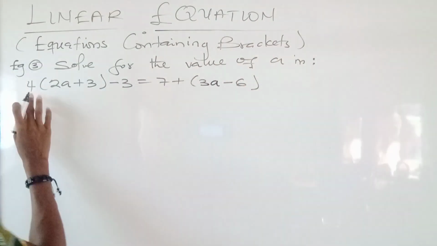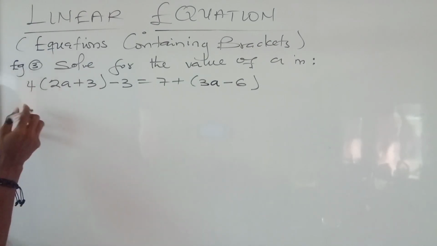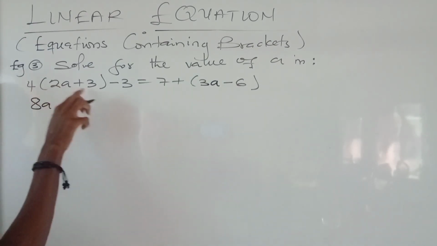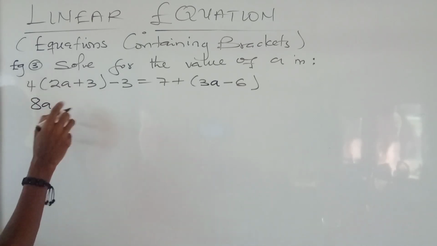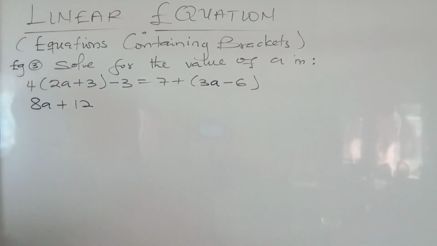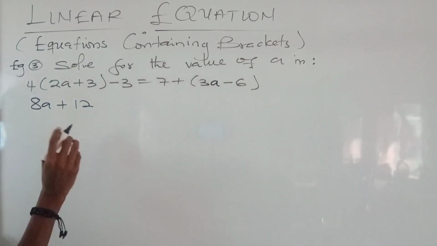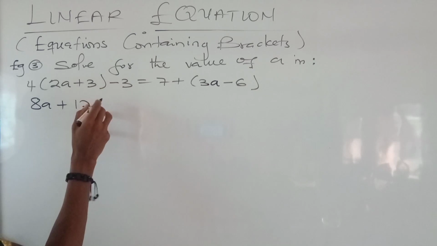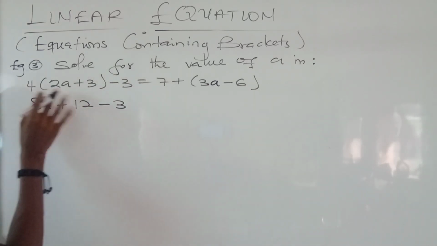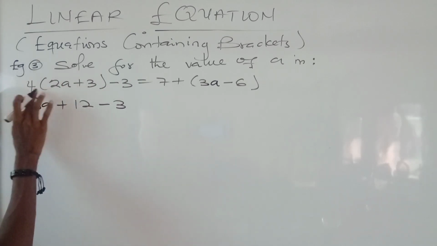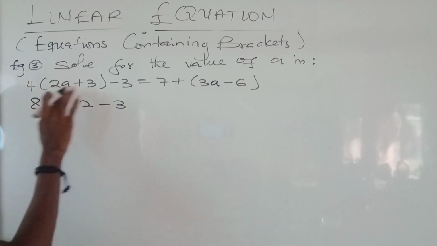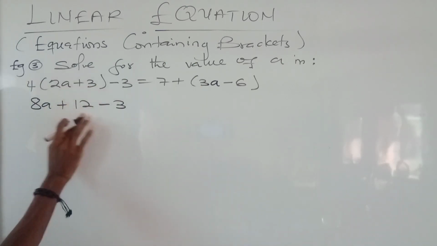The 4 times the 2a will give me 8a, and the 4 times the positive 3 will give me plus 12. I hope you agree with me. Not difficult at all, very simple. Then the minus 3 is there, so bring the minus 3. So what we did is that the 4 multiplied each term in the bracket. So 4 times the 2a gives me 8a, and the 4 times the positive 3 gives me 12.